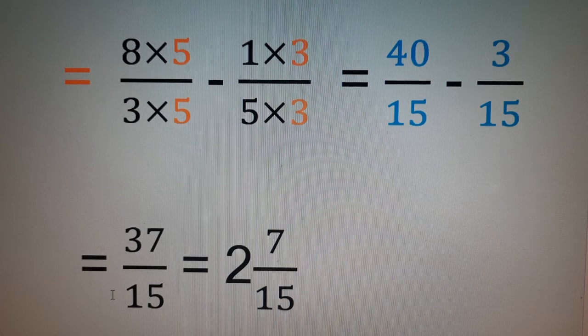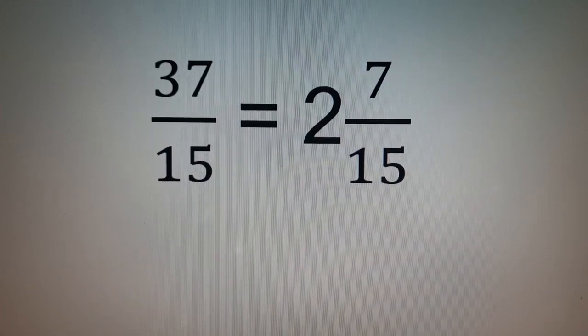When their denominators are the same, we can simplify numerators. So 40 minus 3 equals 37, then 37 over 15. As this is an improper fraction, we change it to a mixed number. Divide 37 by 15, 15 into 2, 30, then 7 remains. So remainder in the numerator, divide the 15 in the denominator. So the final answer is 2 7 over 15.